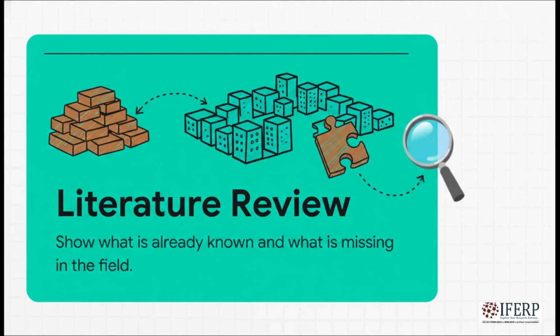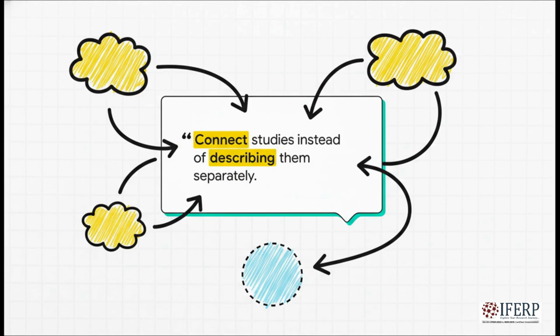It's not just a pile of bricks, a random list of what other people have done. Its real job is to survey the entire landscape of research and show exactly where that missing piece is. And of course, your research, that's the missing piece. Now here is probably the most important skill for a lit review. You have to connect the studies.